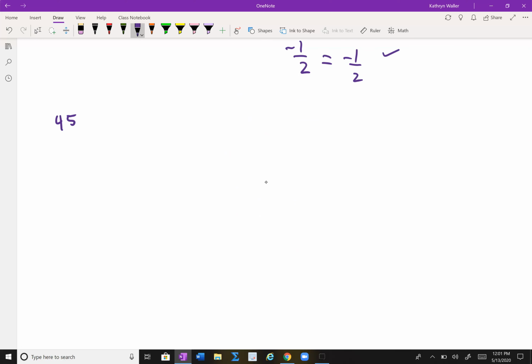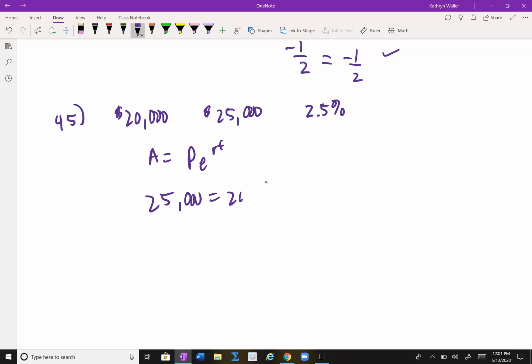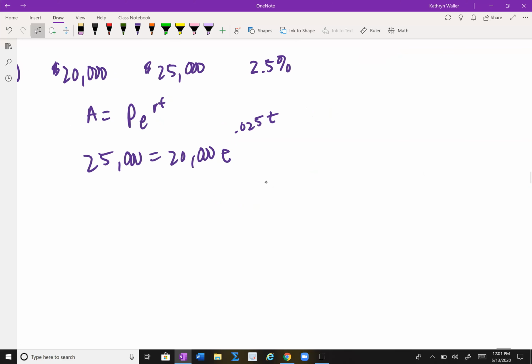Question 45. How long would it take $20,000 to grow to $25,000 if it's compounded continuously at 2.5%? Okay, so it is Ce to the kt, or Pert. I'll just do Pe to the rt. So you want 25,000, and you want to start with 20,000. e to the rate, 0.025, times t. I'm solving for t. It's stuck in the exponent. I can see that I'm going to have to divide or convert to get it out, but not yet.